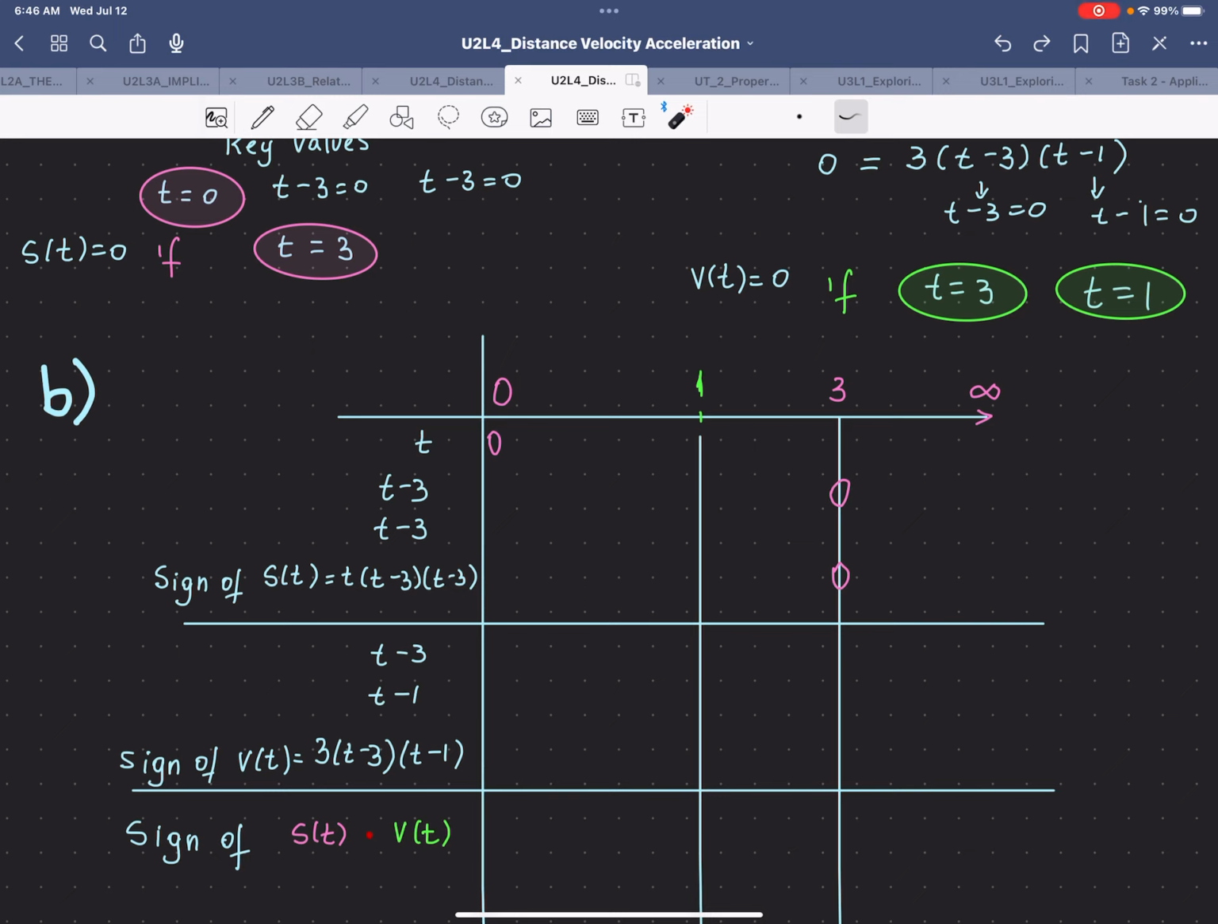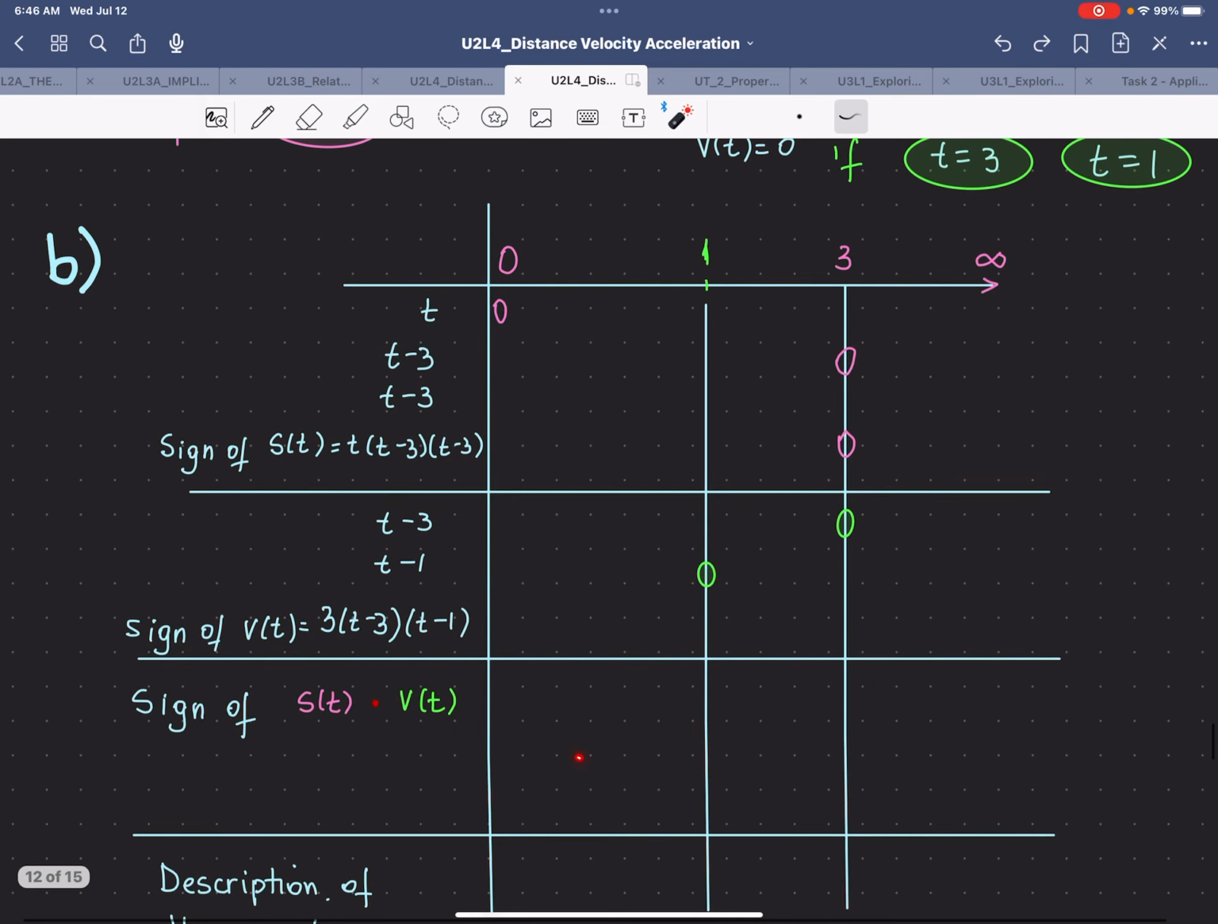And then t minus 3 will have the 0 at 3. Remember that 3 is a 0 for both velocity and position, and at 1. So t minus 1 has a 0 exactly at 1. So the sign of velocity would be determined based on the sign of the product t minus 3, t minus 1 times 3. So for these ones, we don't have to write anything as of yet.